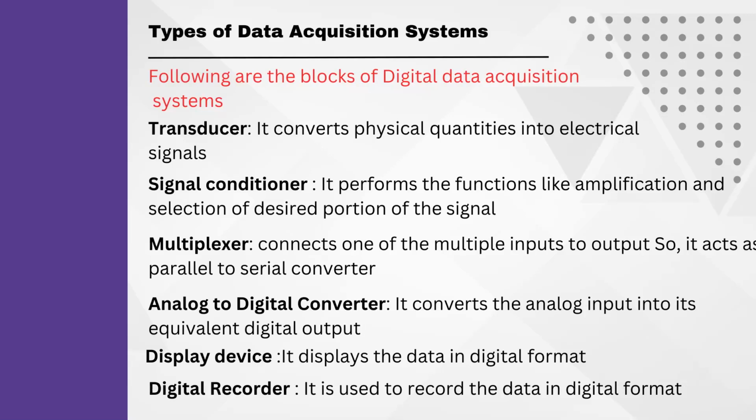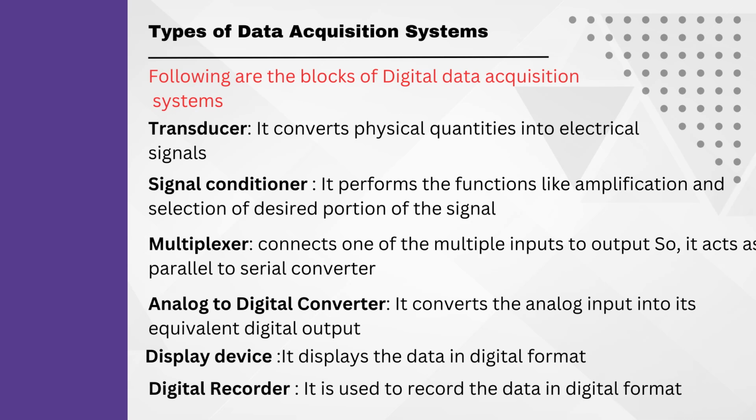Now, following are the blocks of a digital data acquisition system. Again, transducer converts physical quantities to electrical signals. Signal conditioner, that will perform amplification or selection of desired portion of the signal. Then multiplexers, the multiplexer accepts multiple analog inputs and connects them sequentially to one measuring instrument. The next one is A to D converter, it converts the analog voltage to its equivalent digital form.